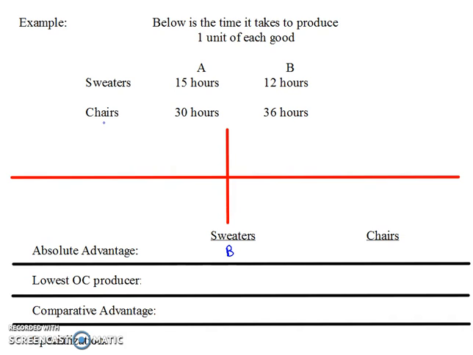Okay, how about chairs? It takes B 36 hours to make a chair. It only takes A 30 hours to make a chair. So we would say that A has the absolute advantage producing chairs.